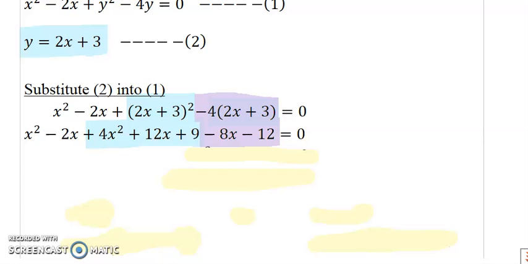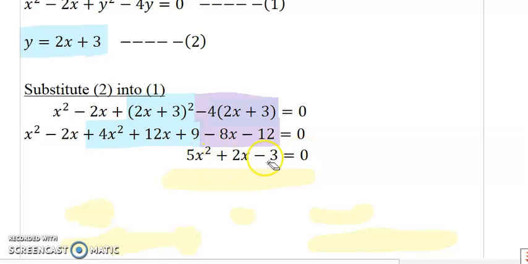Next, we simplify the equation. It gives us 5x squared plus 2x minus 3. Let's see how we get this answer. The square terms, we add up, giving 5x squared. The x terms, minus 2 plus 12 minus 8, give us positive 2x. And lastly, plus 9 minus 12 gives us negative 3.